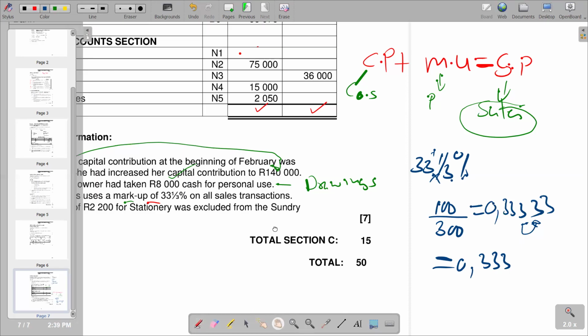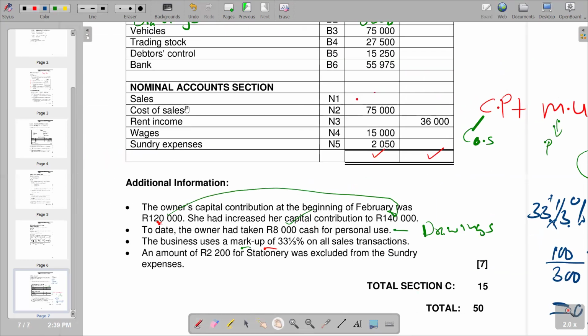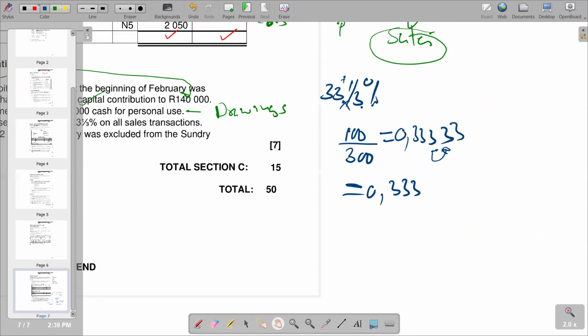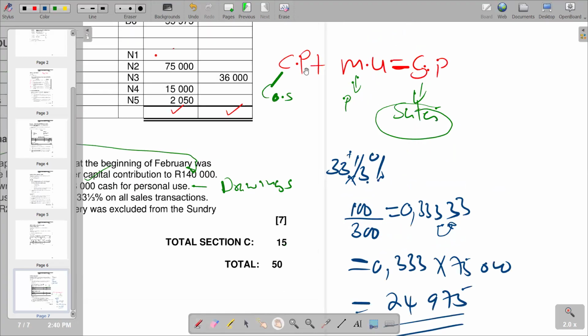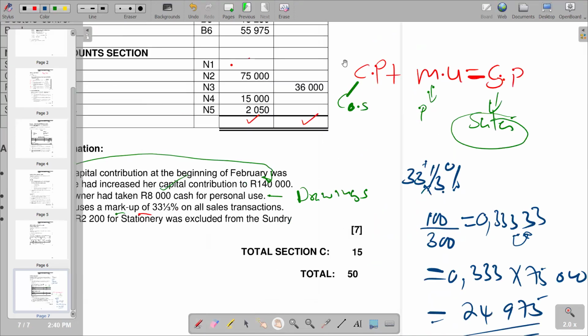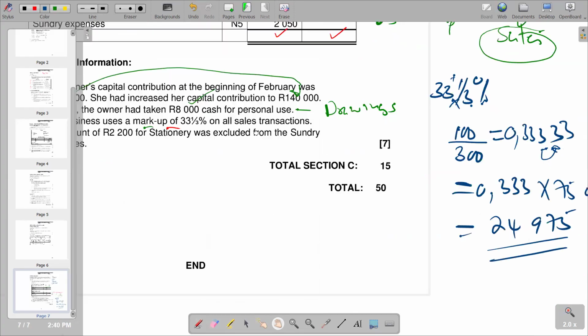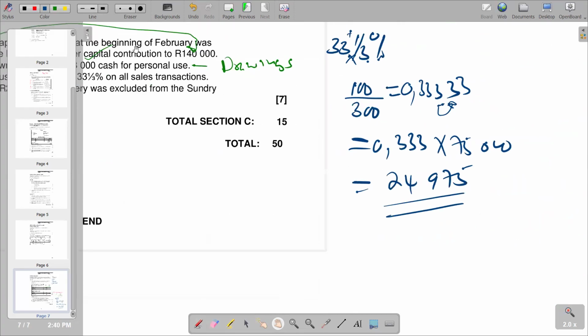We multiply by 75,000 to find the proportion of the markup. So remember, our cost of sales is 75,000. The figure that you are going to get is going to be 24,975. So remember, going back to our original formula, our sales will be equal to cost price, so cost of sales, plus the markup, which we have already found. The cost of sales is 75,000 here, and then we found our markup is 24,975.